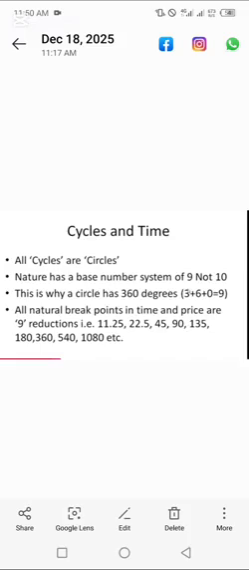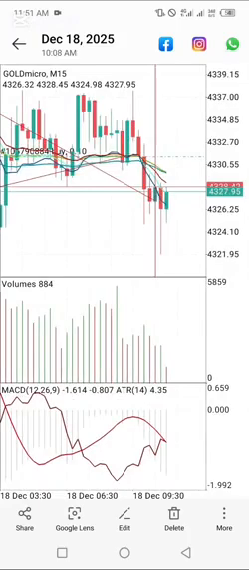Okay? All natural breakpoints in time and price are deductions of 9, like 11.25, that is the half of 22.5. 22.5 is the half of 45, and which is the half of what, 90, and so on and so forth. So these are all Gann numbers that you should not ignore.